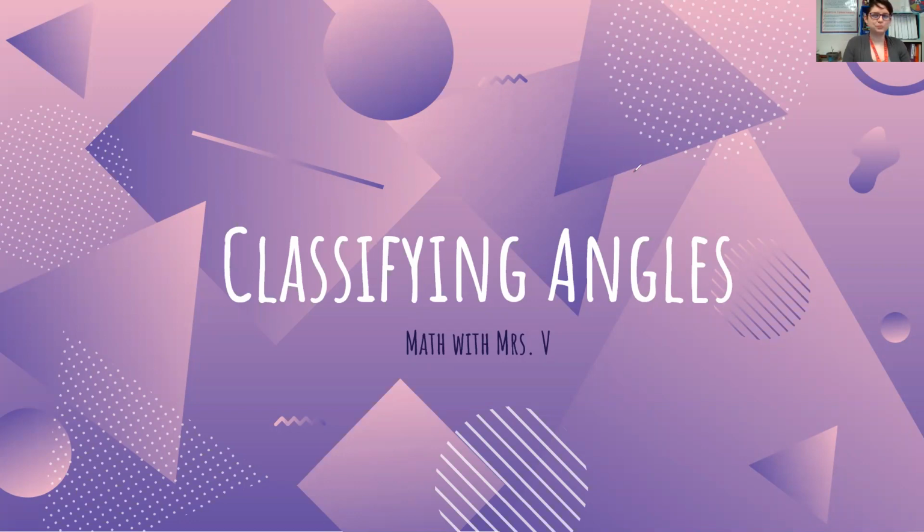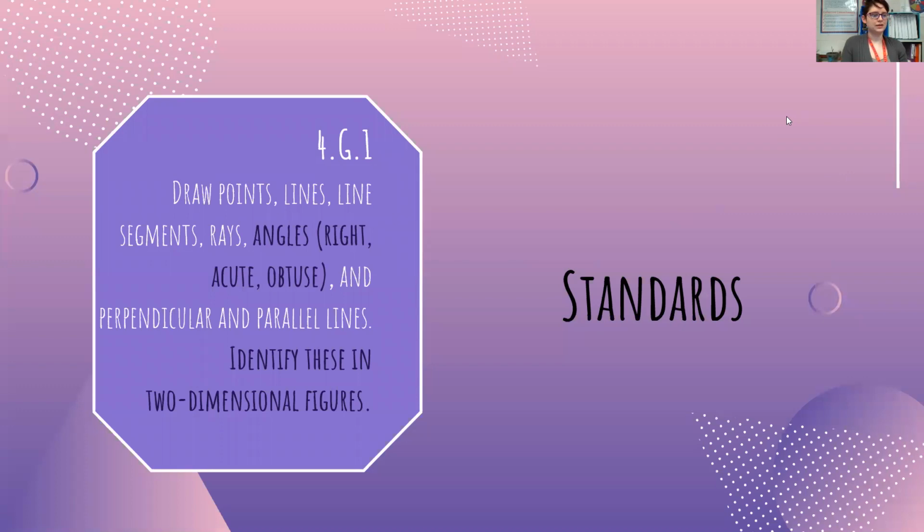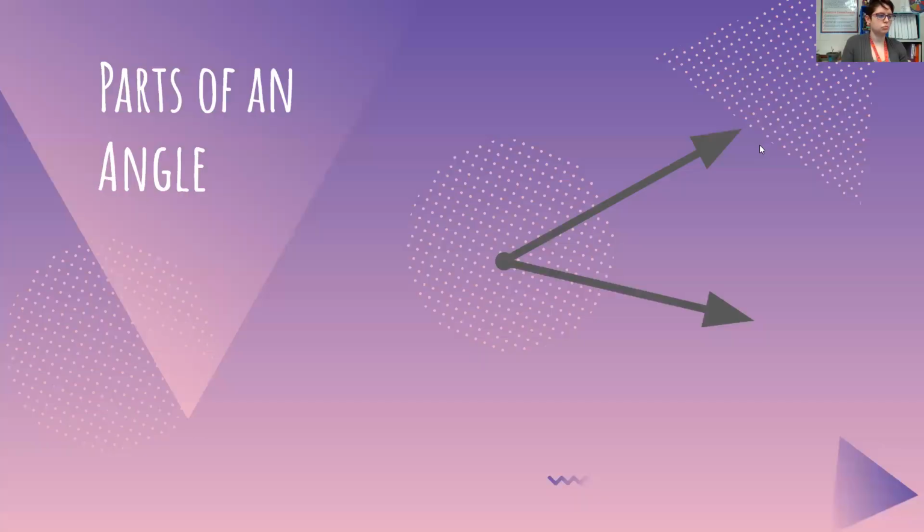Today we are starting some geometry with classifying angles. So in this video, we will look at how to classify angles. We're looking at standard 4G1. We're focusing on right, acute, and obtuse angles to identify these in two-dimensional figures.